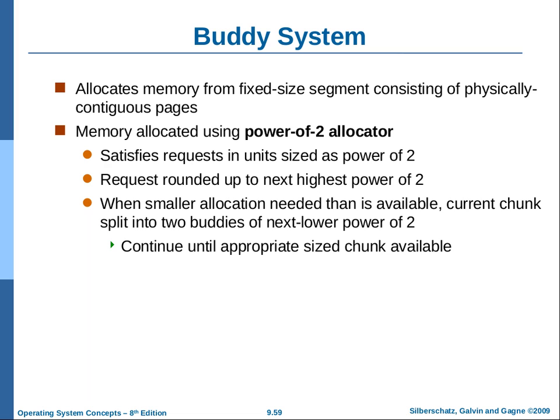So the first one, there's two systems used. One's the buddy system. This is an old version of memory for kernel. And then next comes the slab, which is what pretty much any modern operating system uses. So we'll start with the buddy system. It allocates memory from fixed size segments consisting of physically contiguous pages. Memory is allocated using powers of 2.